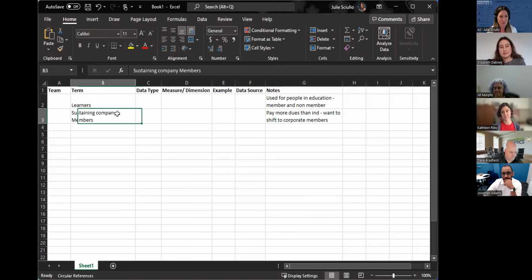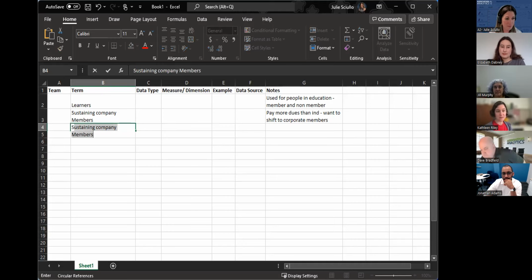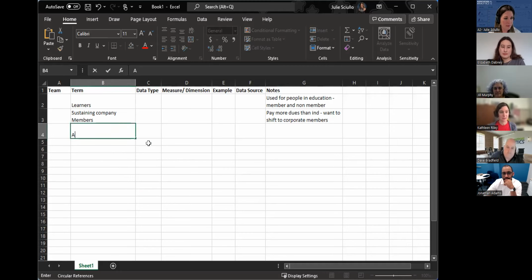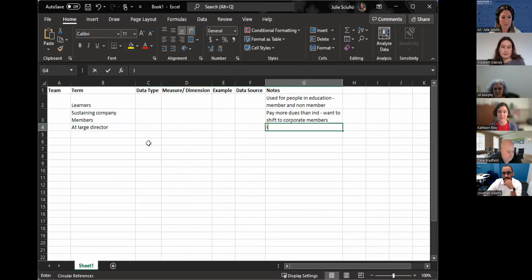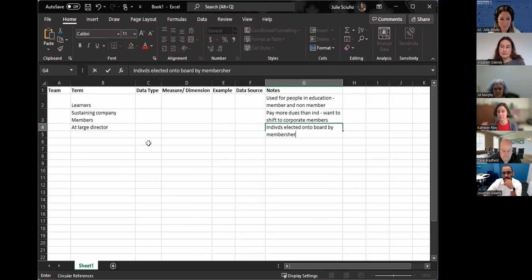Okay. What else? I'm going to do 5 terms. Kathleen? I've got one. At-large director. Oh, okay. And these are individuals who are elected onto our board by the membership, as opposed to coming in at a membership level that would automatically put them onto our board.